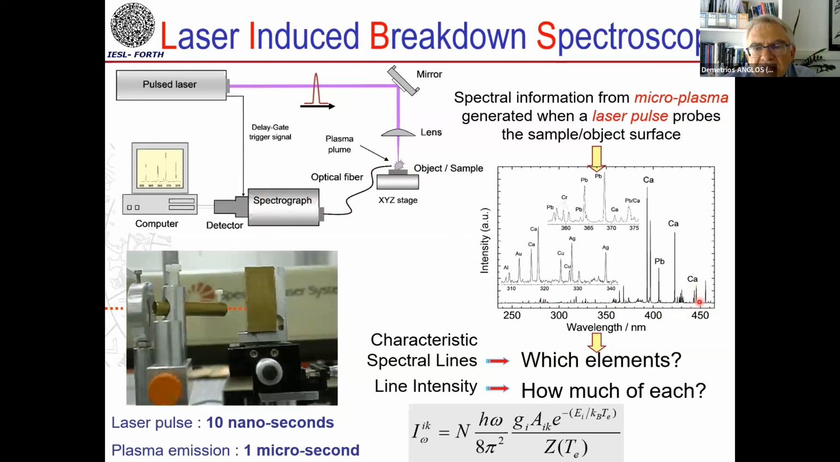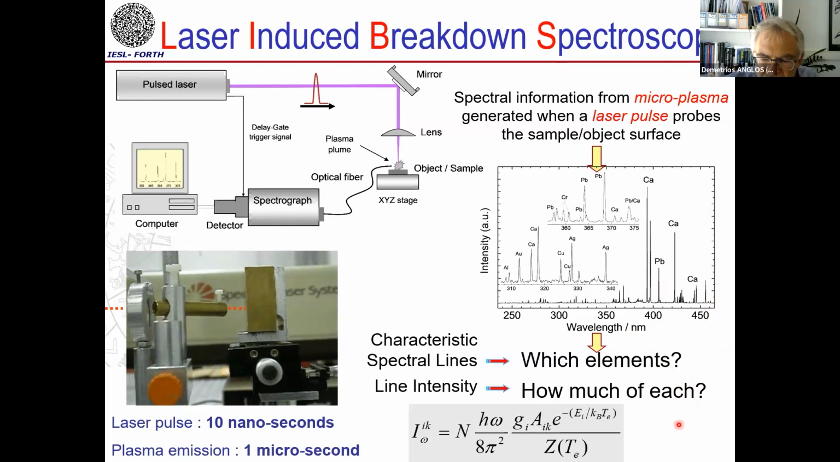On the basis of the lines, we can identify the presence of certain elements. On the basis of the intensities of those lines, we can get information about the concentration. The latter requires a little bit of calculation to take into account the plasma temperature and so on, but in principle, it's something that can be done.